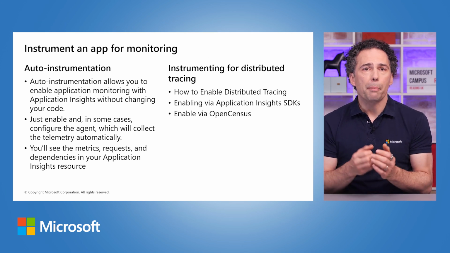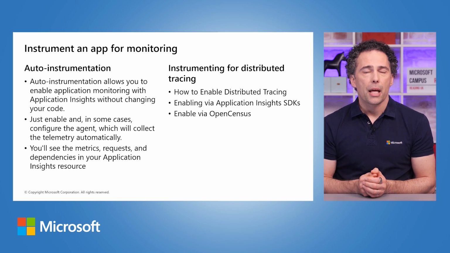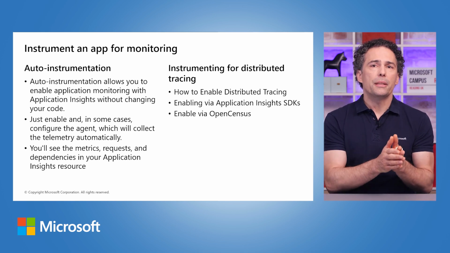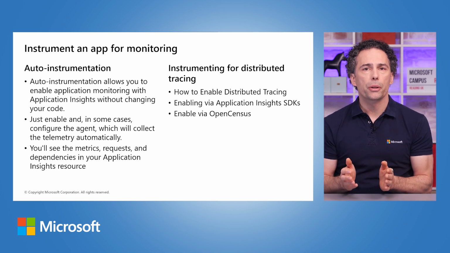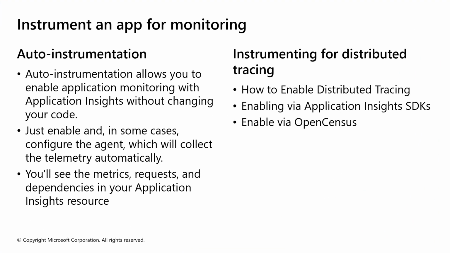If you want to get application insights data, then you need to instrument your application. There are two ways of doing so: auto instrumentation and manual instrumentation. Auto instrumentation allows you to enable application monitoring with application insights without changing your code. Manual instrumentation is required when auto instrumentation is not available for the framework or language you use. But don't worry, it's really easy and the steps are fully documented. I will walk you through these steps in the next demo.